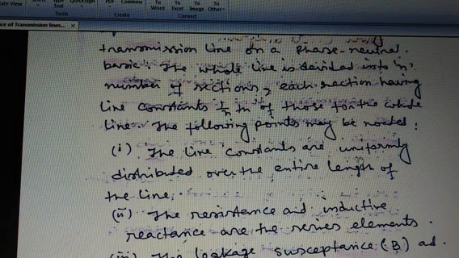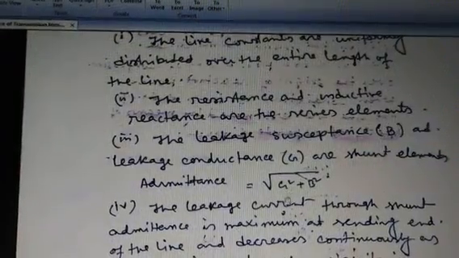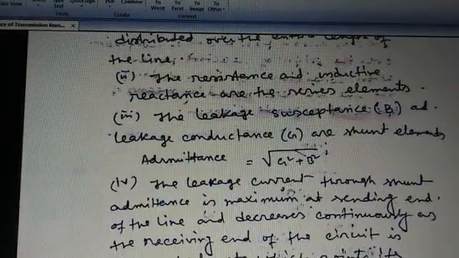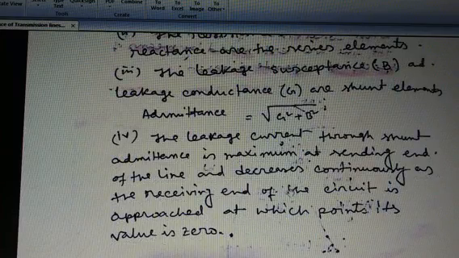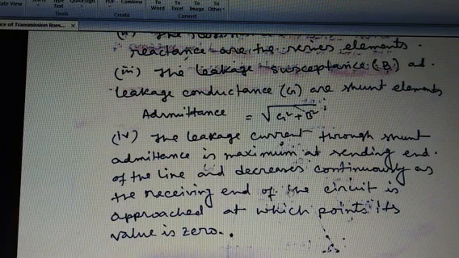So the admittance equals the square root of G squared plus B squared. Next point, the leakage current through the shunt admittance is maximum at the sending end of the line and decreases continuously as the receiving end of the circuit is approached, at which point its value is 0.